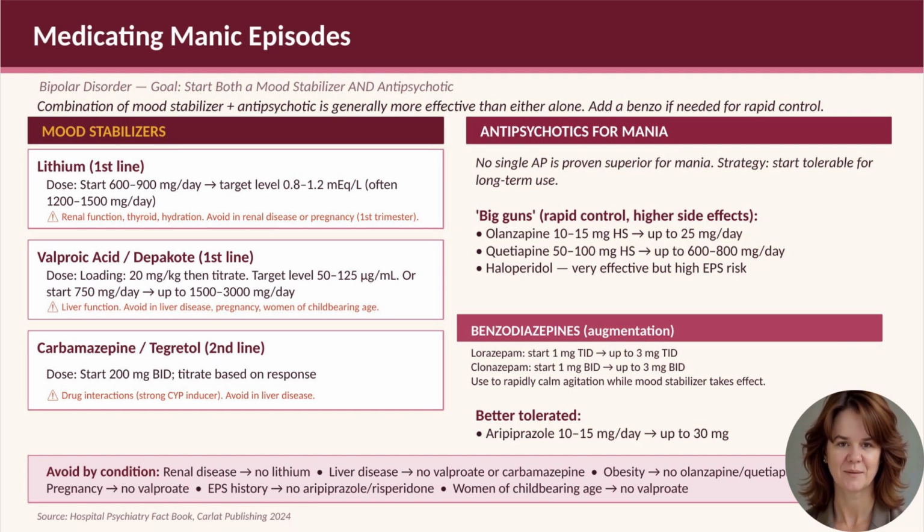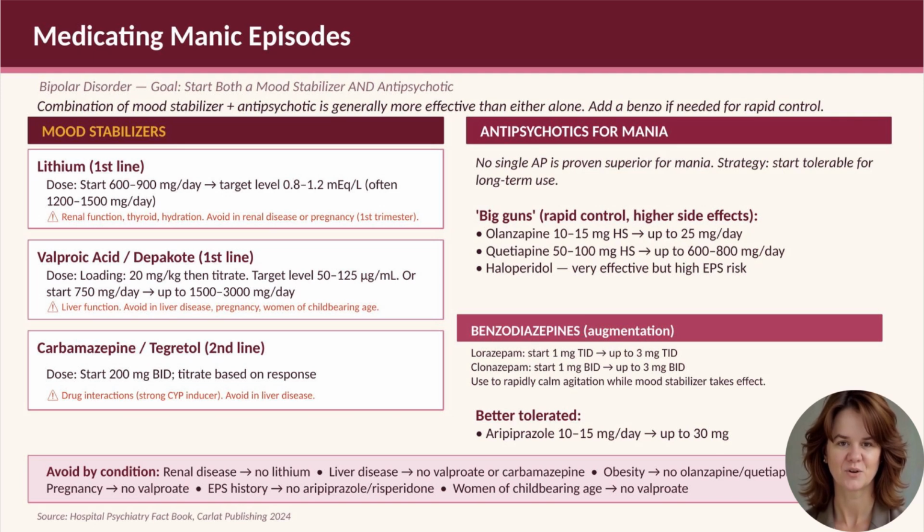Antipsychotics are added for rapid control of agitation, psychosis, and behavioral dysregulation. Olanzapine and quetiapine are highly effective for acute stabilization, but carry significant metabolic risks. Quetiapine also has evidence for bipolar depression at lower doses around 300 milligrams per day, while aripiprazole is a better-tolerated option for long-term use due to its partial dopamine agonist mechanism, but may be less sedating in highly agitated patients.